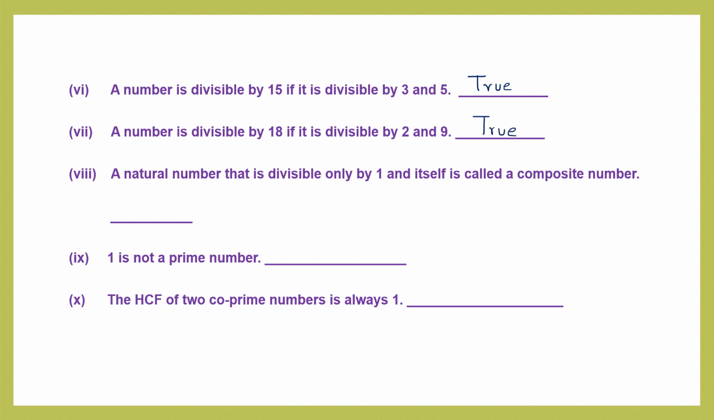Question 8. Natural numbers are numbers that start from 1. A natural number that is divisible only by 1 and itself is called a composite number. Is that true? No. A number that is divisible by only 1 and itself is called a prime number. So this statement is false. So let's write false there.